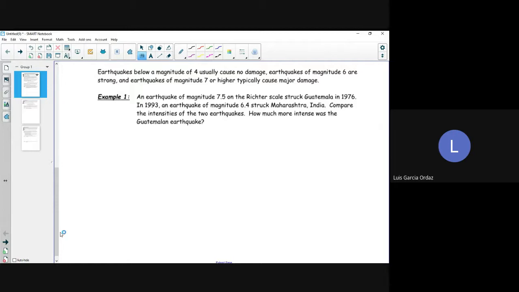So the first example we're going to look at is an earthquake of magnitude 7.5 on the Richter scale, struck Guatemala in 1976. In 1993, an earthquake of magnitude 6.4 struck Maharashtra, India. Compare the intensities of the two earthquakes, and how much more intense was the Guatemalan earthquake?